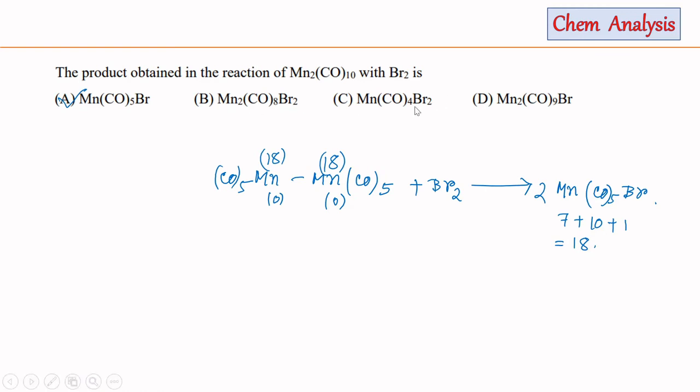And for the remaining 3 cases, if you count the number of electrons around the central metal center manganese, you will see that these 3 options do not contain 18 electrons for the central manganese center.